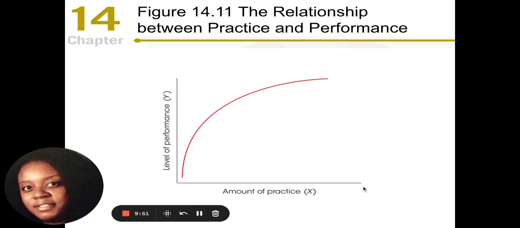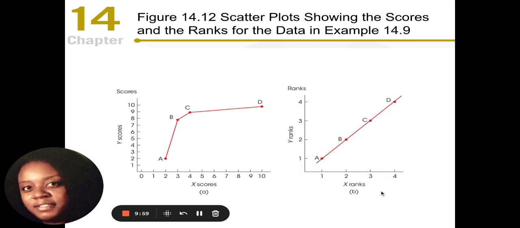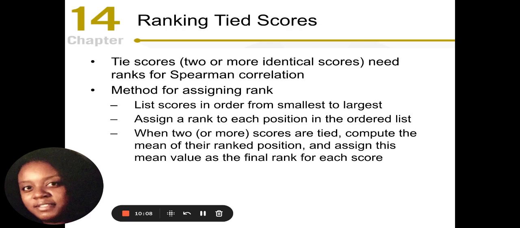It may also be used if measurement scales are interval or ratio when the relationship is consistently directional but may not be linear. Figure 14.11 shows us the relationship between practice and performance. And figure 14.12 shows us what scatter plots would look like with those scores and ranks for the data in 14.9. When we rank tied scores, a tie occurs when two or more identical scores are present for ranks of the Spearman correlation. In the method for assigning ranks, we list scores in order from smallest to largest and assign a rank to each position in the ordered list. When two or more scores are tied, we compute the mean of the ranked positions and assign this mean value as the final rank for each score.